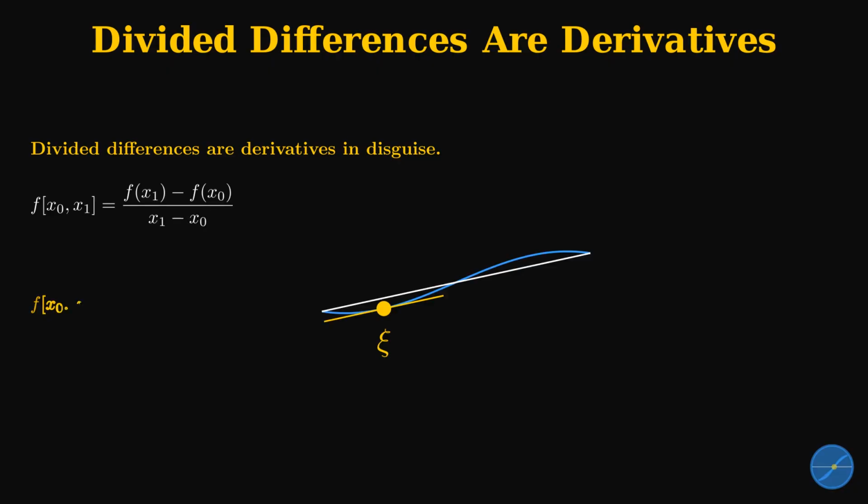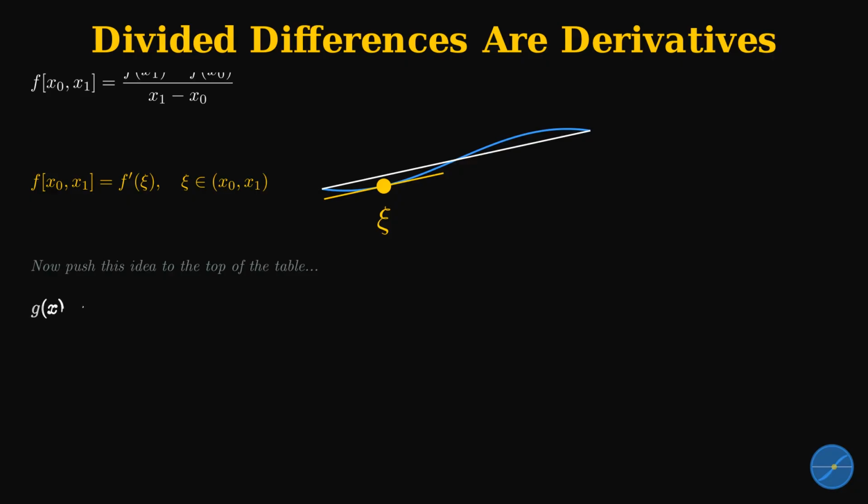Now recall the mean value theorem. On a smooth curve, somewhere between 2 points, the tangent slope equals that straight line slope. Call that spot xi. So the first difference literally equals a derivative, somewhere in between. That's the whole idea. Now let's push it to the top of the table.